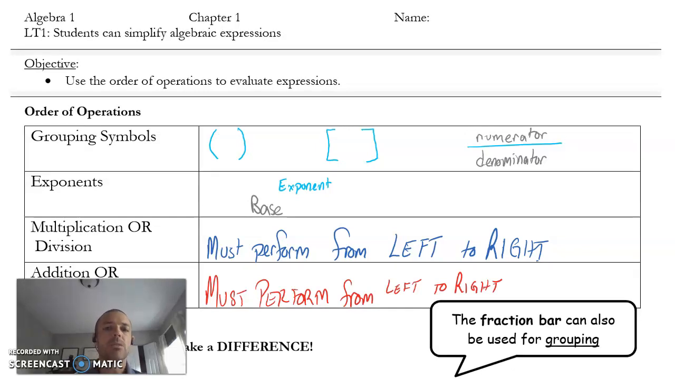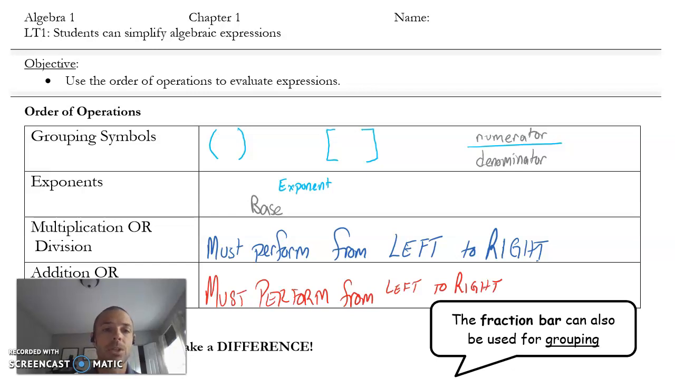Many of you have learned the order of operations, and you might have learned the acronym PEMDAS for parentheses, exponents, multiplication, division, addition, subtraction. I like to do it a little bit different. I call it GEMDAS because it's not just parentheses. It's any grouping symbol. As you can see here, parentheses is just one of those grouping symbols. You also have brackets, but a fraction bar can also be a grouping symbol, and we'll talk about that in an example in a few minutes.